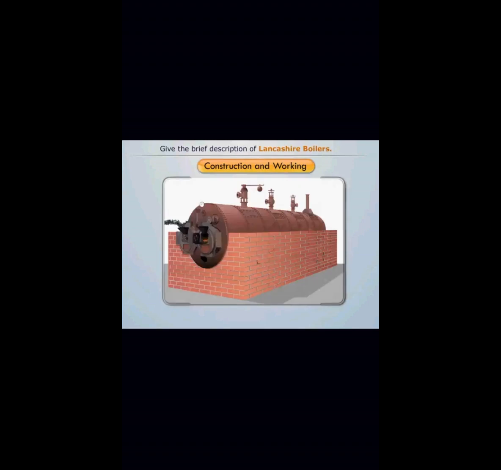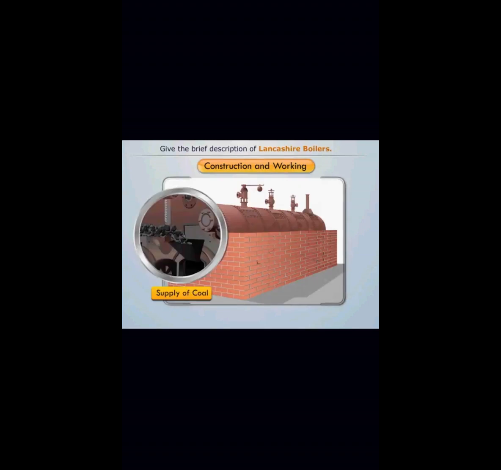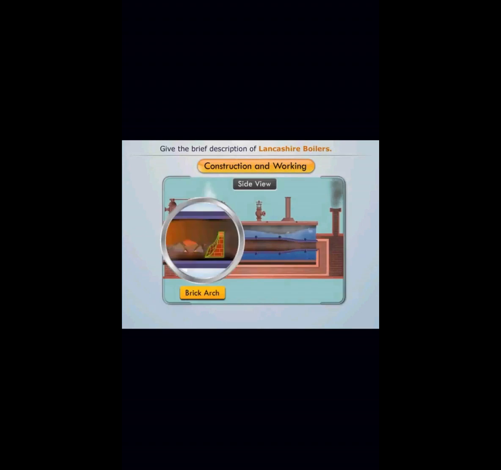Solid fuel is provided through the fire door, which is then burnt over the grate. The burning of the solid fuel produces hot gases. A small bridge is provided at the end of the grate to deflect the hot gases and prevent the entry of burning coal and ashes into the interior part of the fire tubes. The water gets heated by the hot gases. The fire tubes are slightly conical towards the rear end.